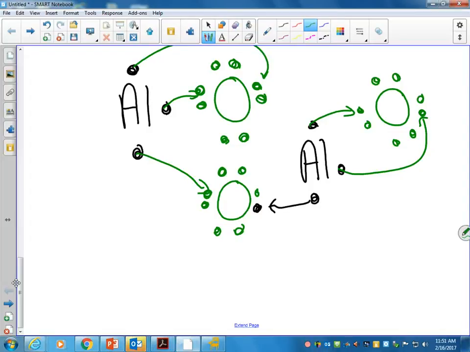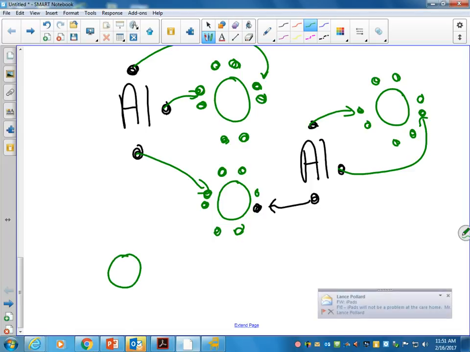So I would start with oxygen. Do I draw 8 electrons around the oxygen? Yeah, because it took away those electrons or took those electrons. What charge on this oxygen?